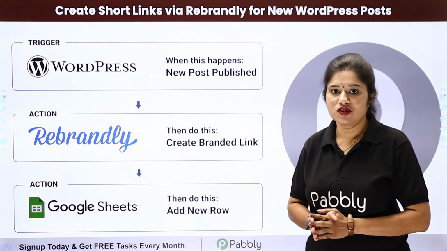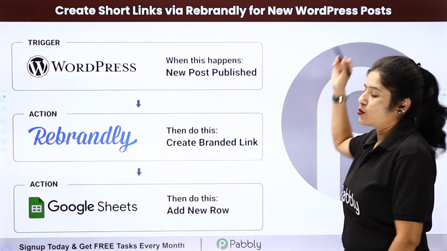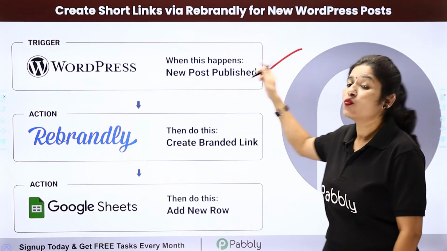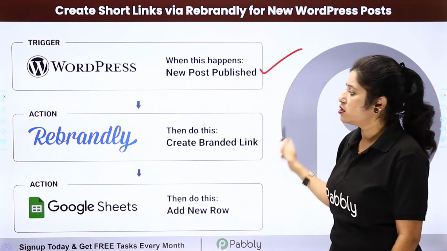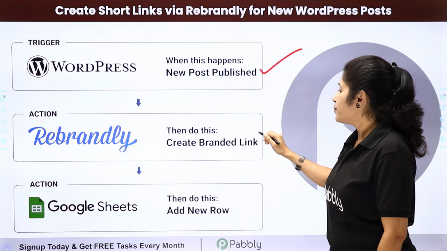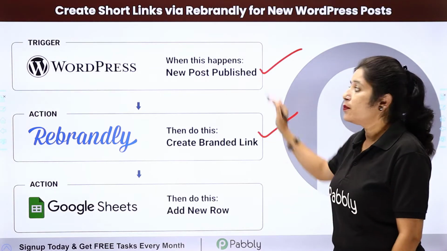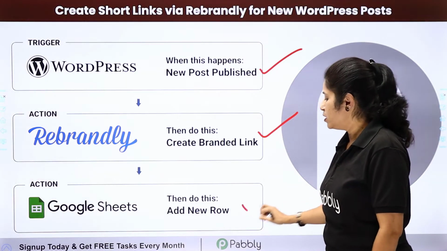In this video, we are going to learn how you can create short links via Rebrandly for new WordPress posts. The idea here is that whenever a new post is published in your WordPress account, automatically the post URL should be shortened using Rebrandly. A new branded link, a short link, should get generated, and the same link along with the post link of your WordPress as well as the caption should be saved to your Google Sheets.